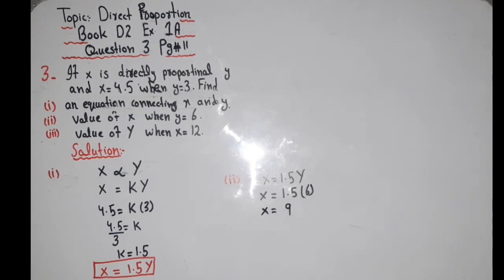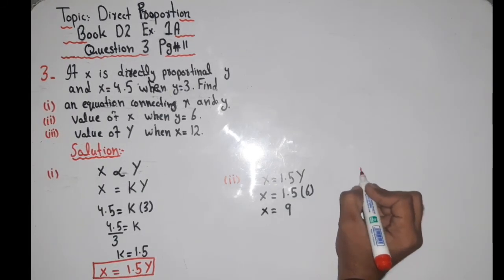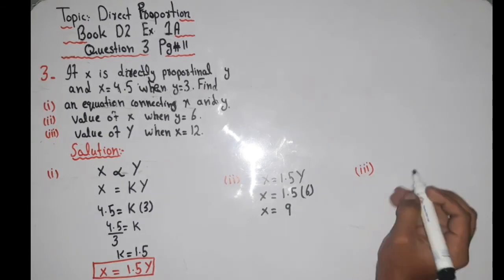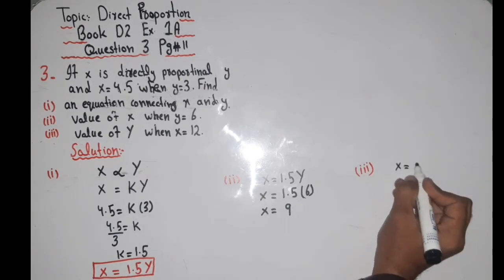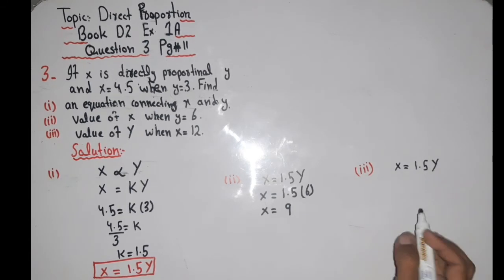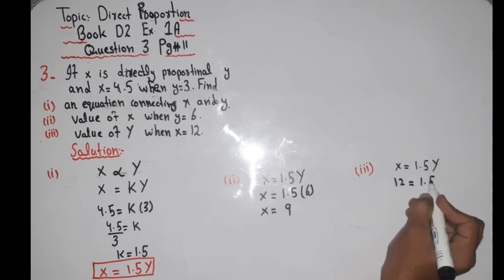In the third part we have to find the value of y when x equals 12. So we will use this same equation that is connecting x and y. Again x equals 1.5 y, and what is the value of x? 12 equals 1.5 y.